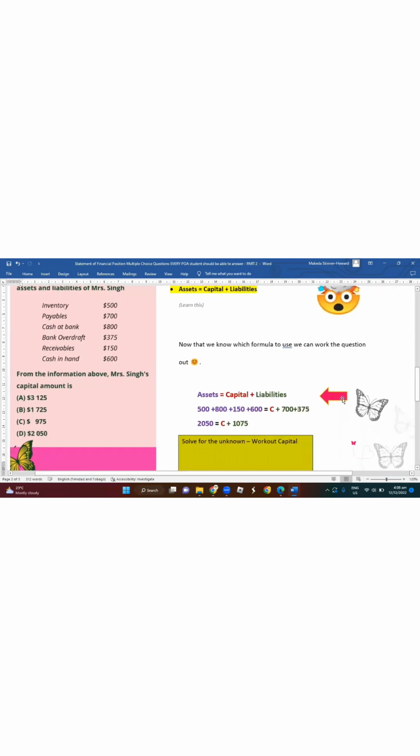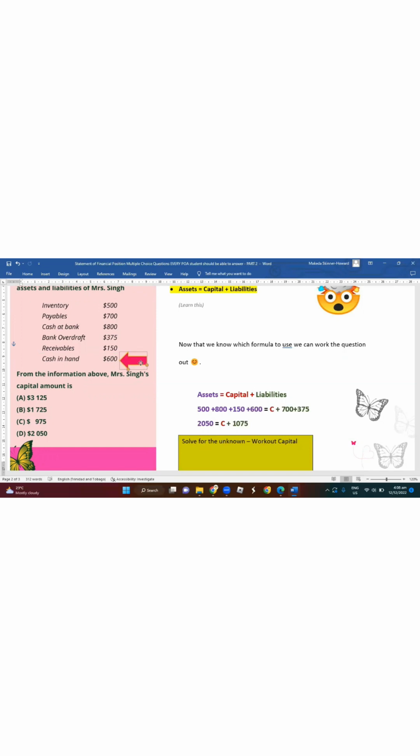So we have the first asset being 500. So this is your inventory. Then we have 800, which is your cash at bank. We have 150, which is your receivables. And we have 600, which is your cash in hand. Those four things are your assets.